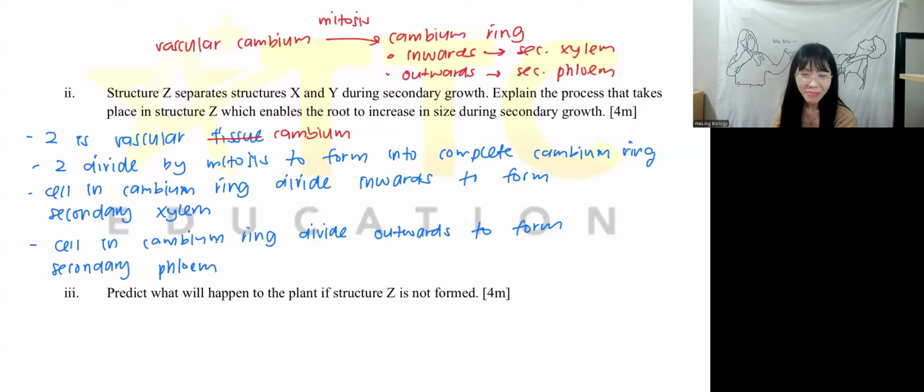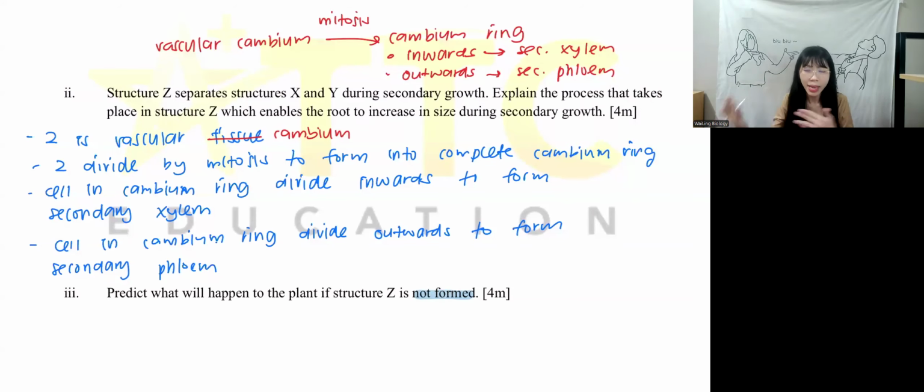Okay. Predict what happens to the plant if structure Z is not formed. The question says is not formed. When the question says not formed, it means this is a negative statement. When we have a negative statement, your answer has to be a negative answer. What does a negative answer mean? It means you have to write unable, cannot, malfunction. So your answer and your question have to match. You have to write the function first, and then write unable. Unable to carry out. In your sentence, you need to have unable.